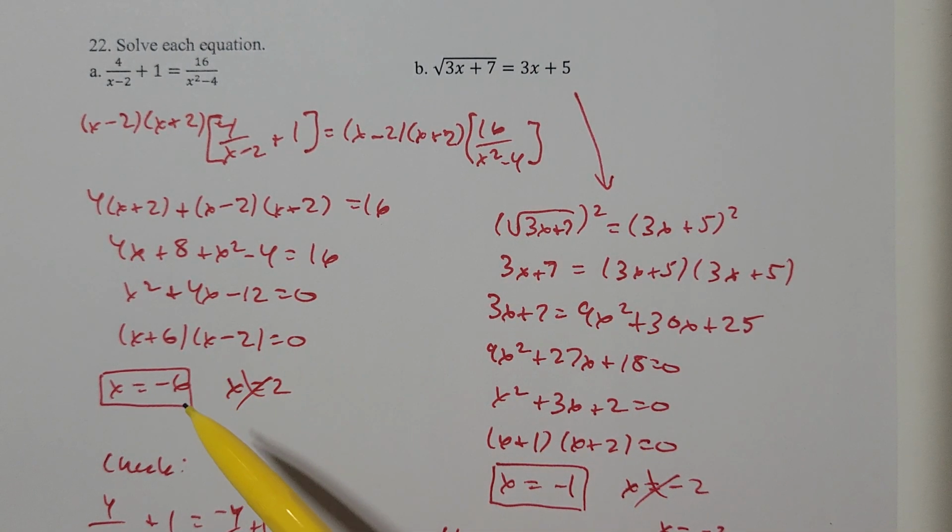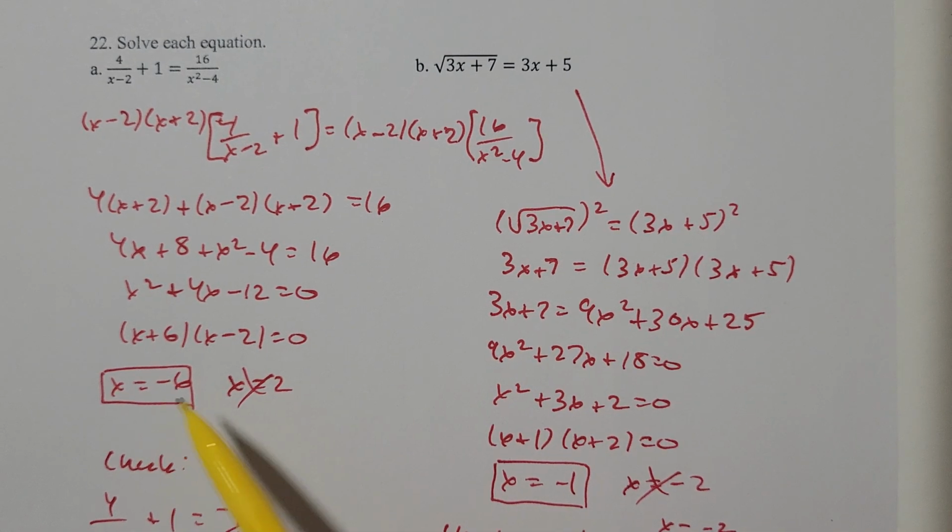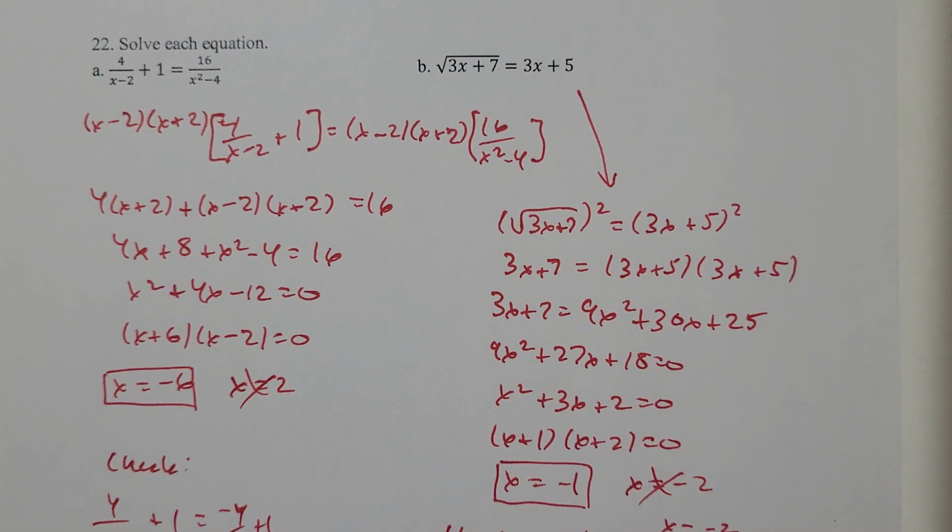X plus 6 equals 0 means that x is negative 6. X minus 2 equals 0 means that x is 2. Okay. Now, one thing that you always have to do whenever you're solving a rational equation is check your answers, okay? Because we can sometimes end up with these extraneous solutions. An extraneous solution is a number that came up that's not actually an answer, okay? So at this point, negative 6 and 2 may or may not be the right answers. I don't know. I got to check.